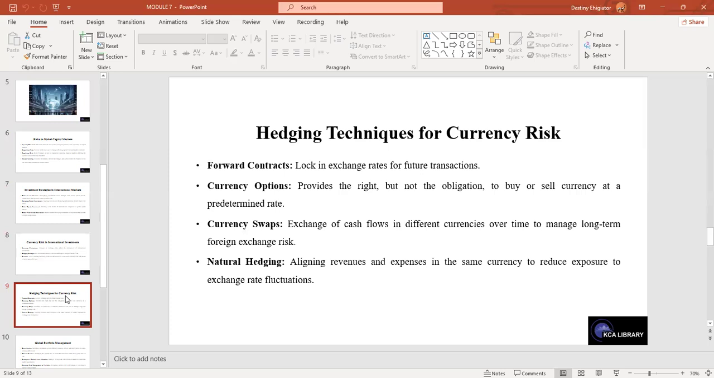I've talked about these hedging techniques before. I'm just going in depth. Currency swap is an exchange of cash flows in different currencies over time to manage long-term foreign exchange risks. Then let's look at natural hedging. This is aligning revenues and expenses in the same currency to reduce exposure to exchange rate fluctuations.